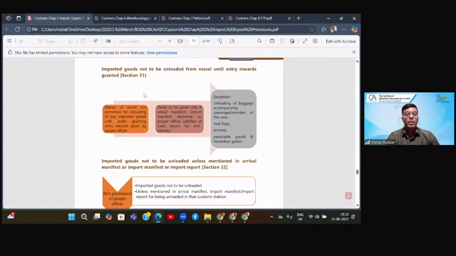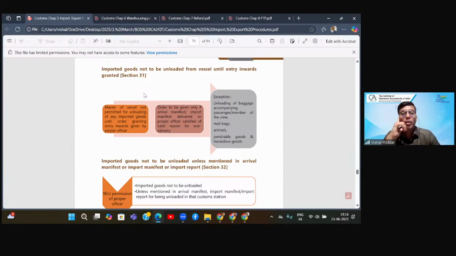Next, as I mentioned, once you submit this report, on the basis of this report, the customs will give you the permission of entry inwards, which is the permission to allow your ship to berth at the port and also to unload the goods and passengers.